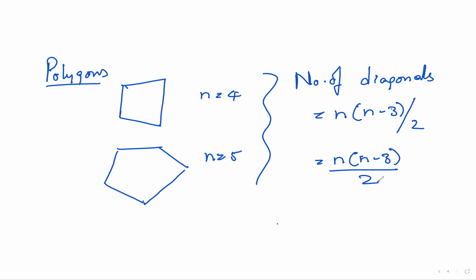For example, see, this is a four-sided polygon. If I draw diagonals, how many can I draw maximum? I can draw only 2. But when I come to the pentagon, 1 and 2, and sorry, only 2. Is it right? The third one is not, it is an adjacent side. 2 diagonals, 1, 2, 3, 4, 5.